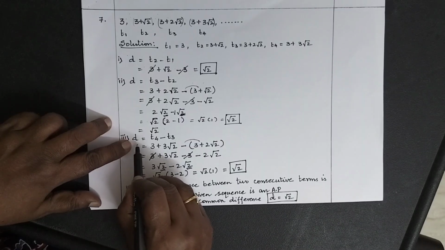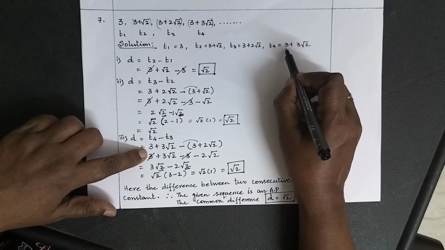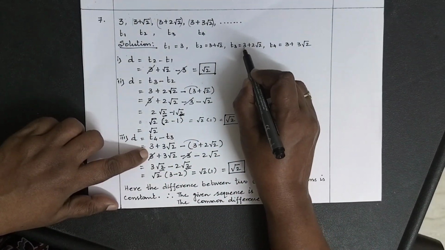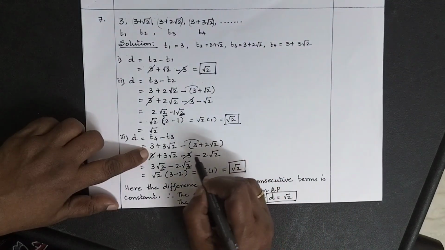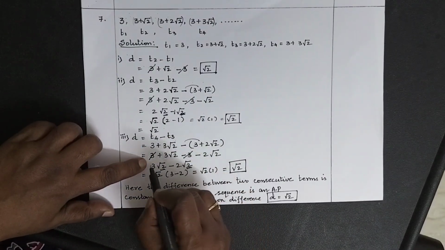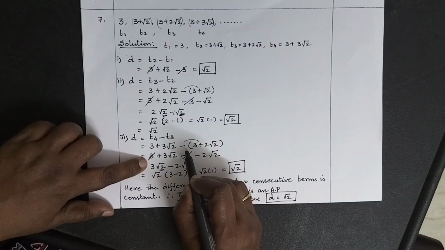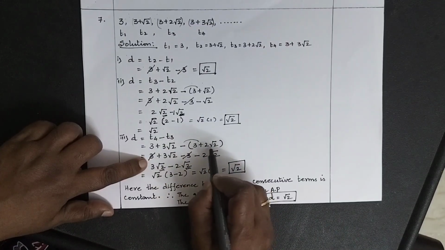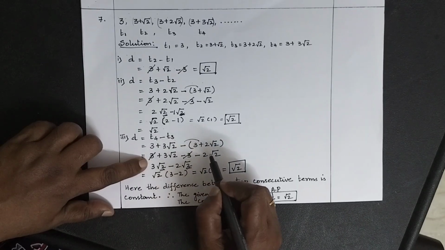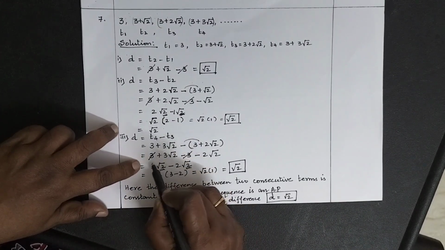In the third case, D is equal to T4 minus T3. What is T4? T4 is 3 plus 3 root 2 minus T3, which is 3 plus 2 root 2. Put it in a bracket because there are two terms, so we have to write it in a bracket. So write this as it is, 3 plus 3 root 2 minus, now open the bracket. When we open the bracket, we have to multiply the terms by the sign. So minus 3, again minus of plus is minus 2 root 2. Now this plus 3 minus 3 get cancelled.